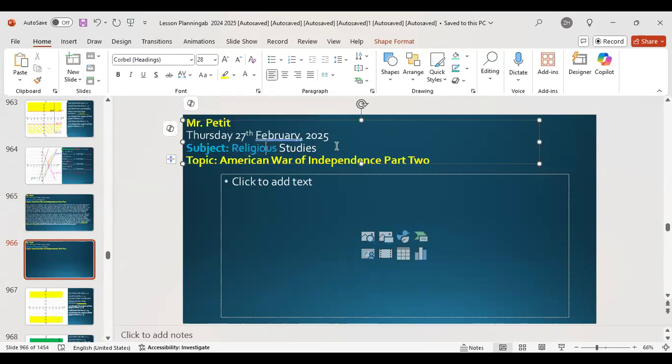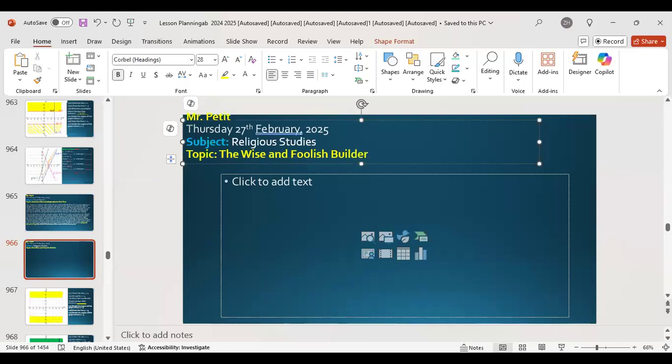All right. Let's go. Religious studies. We're gonna be looking at the wise man and the foolish man. So, do y'all know this parable? One built on a rock, the other built it on sand. Very good. The wise and foolish builder. So this is taken from scripture reference is what?